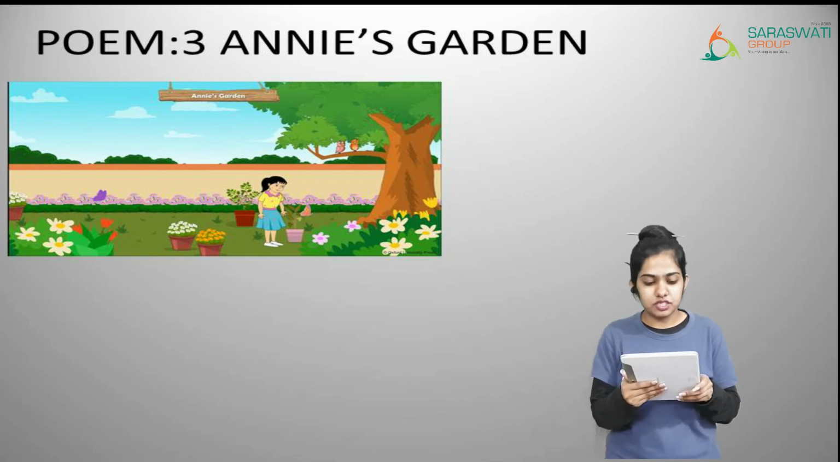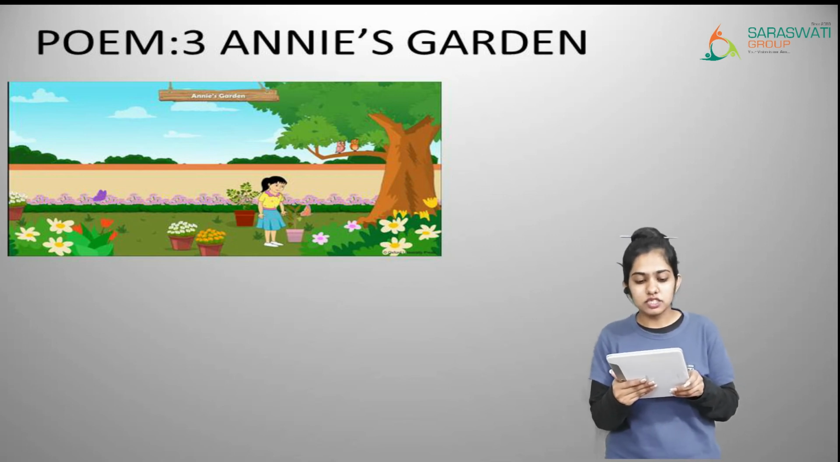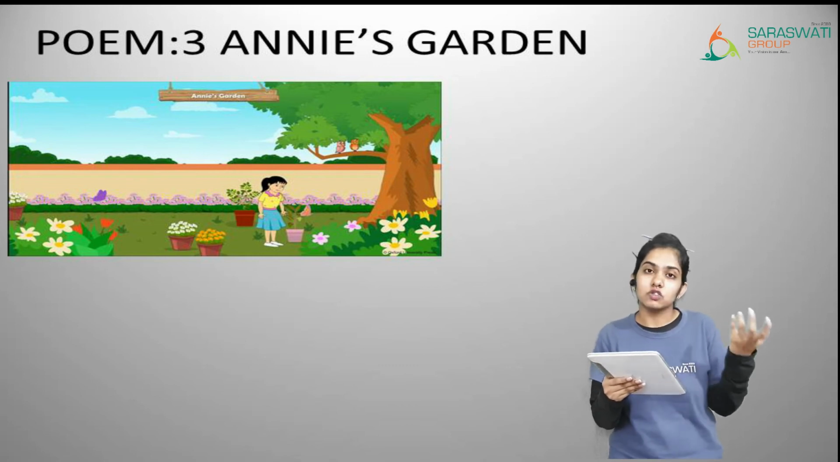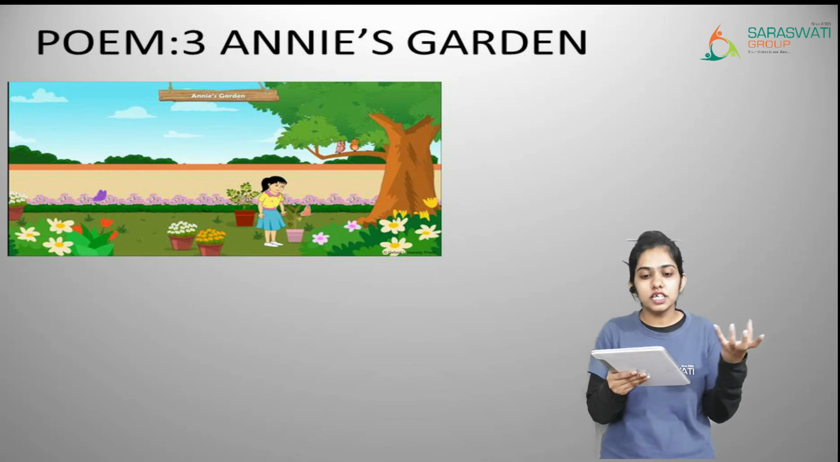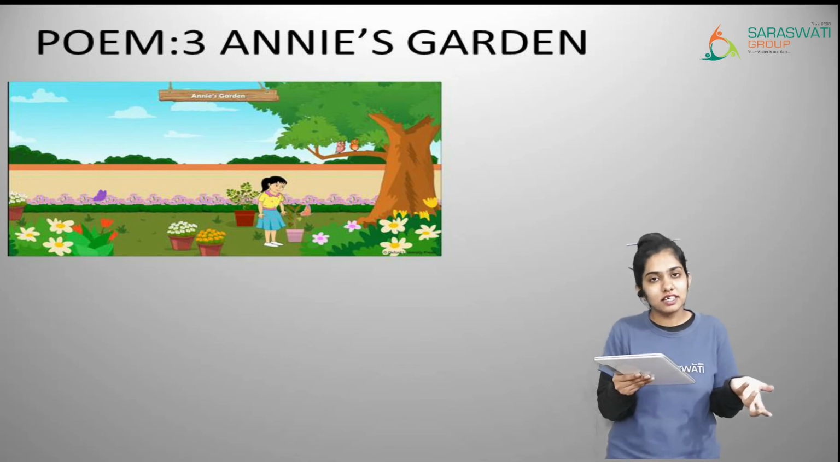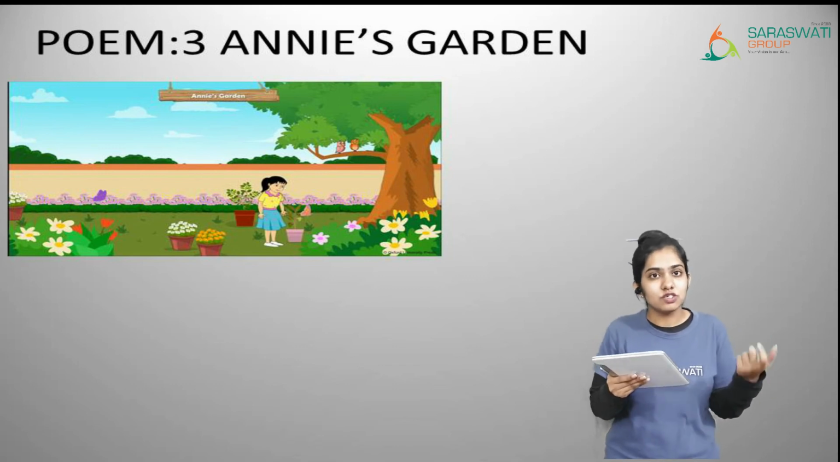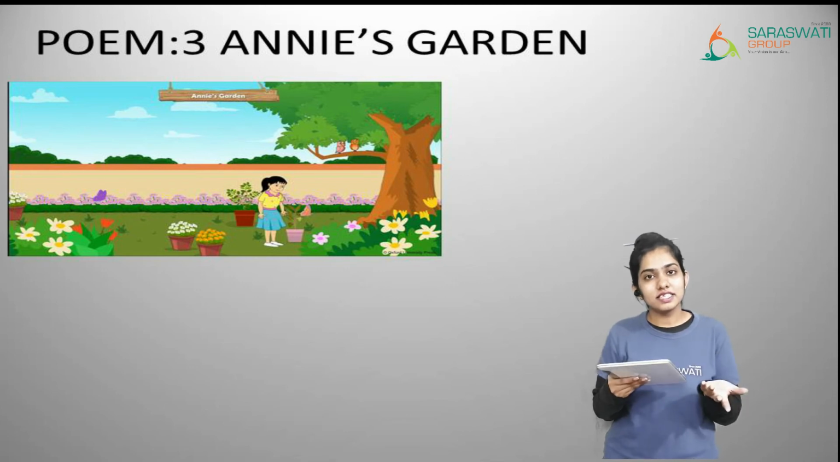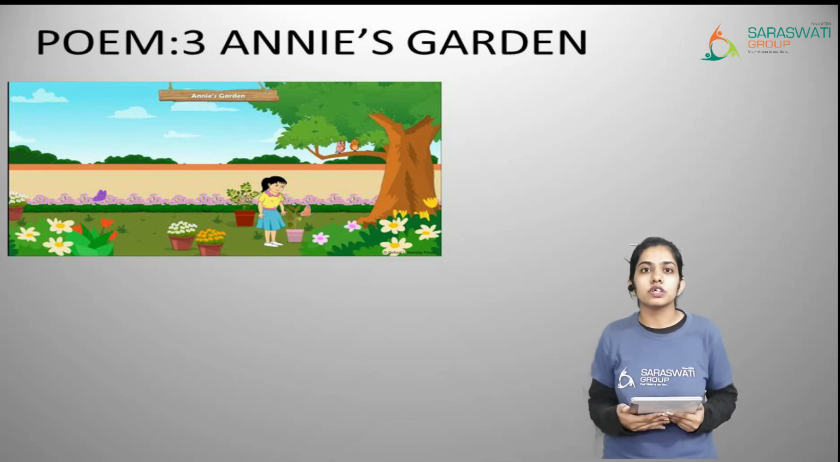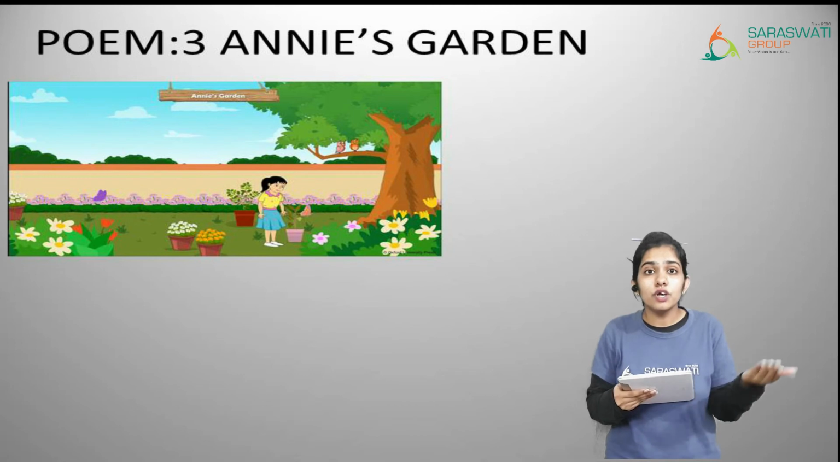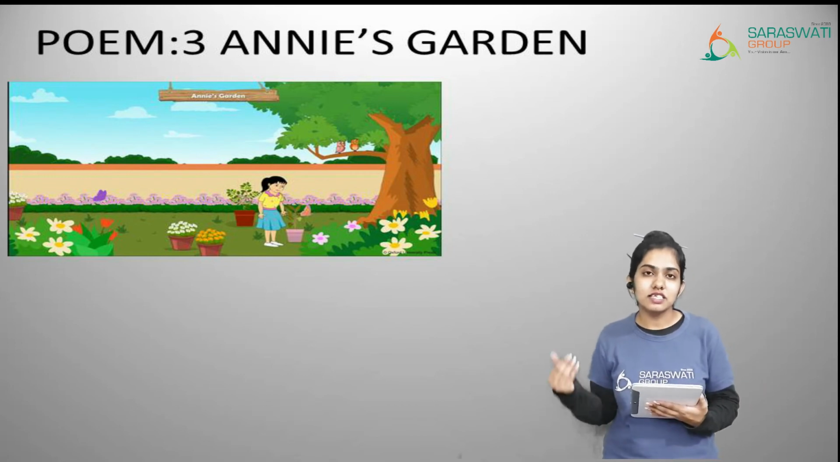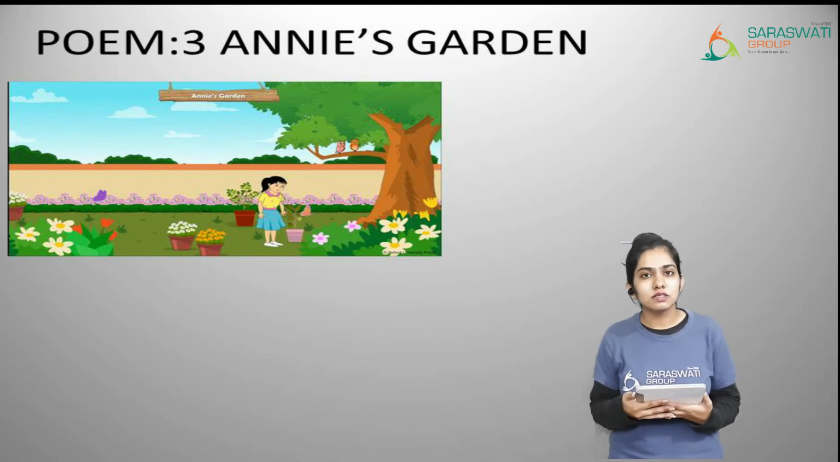Then afterwards, what is Annie's own? What does she own? The pretty garden is Annie's. What does she own? Garden. So the pretty garden is Annie's. So this was all about our question answer. Now we are going to see the exercise which is given in your textbook.